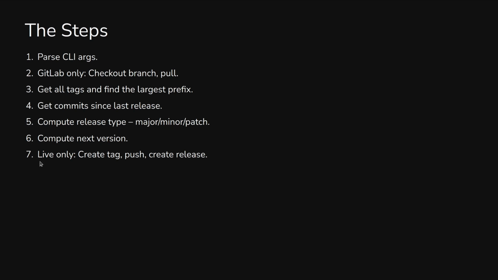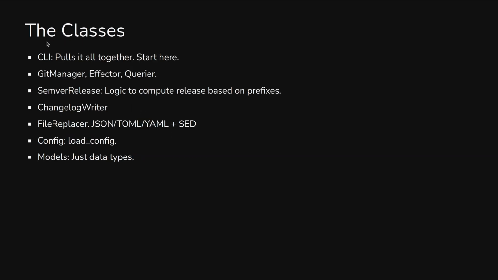And then only when doing a non-dry run, now you know what should be done, then you actually create the tag and push it to GitHub and send that post request to create a release on GitHub or GitLab if it's enabled. So what classes are there to make this happen?